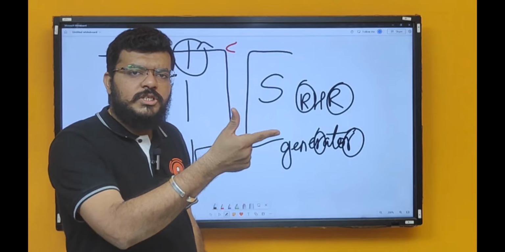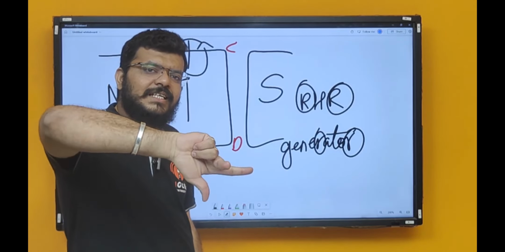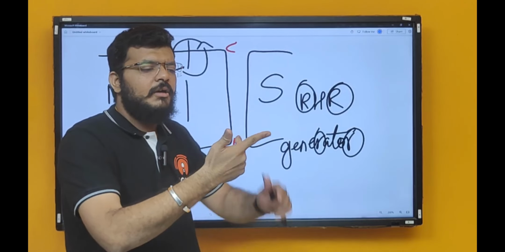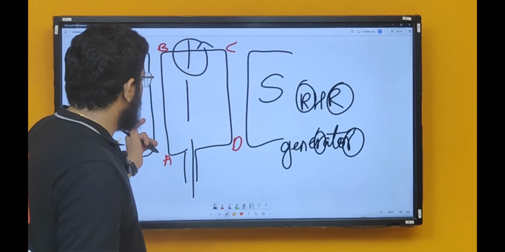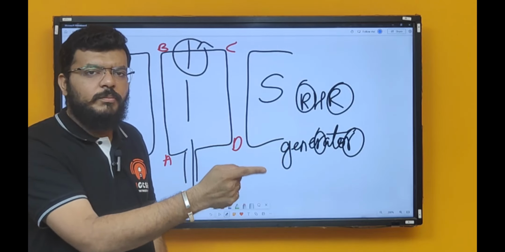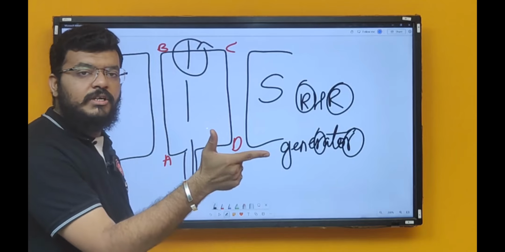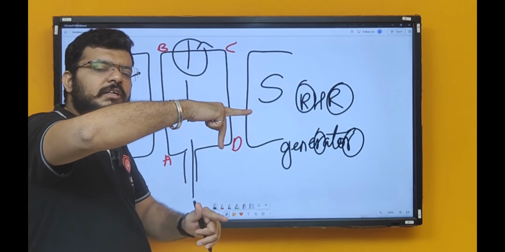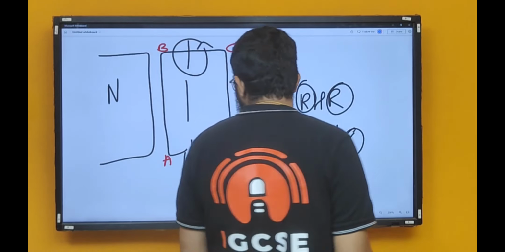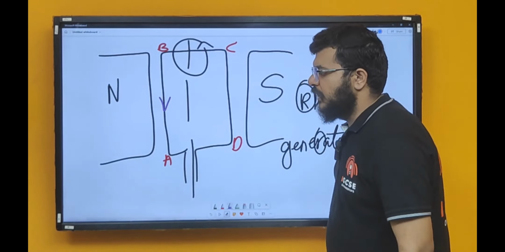Magnetic field, motion and current are mutually perpendicular. You can change the direction like this or like this, but their mutual direction cannot be changed. So north to south is the direction of the magnetic field, and this is the motion, right? This is going downward, so this is the direction of motion, and therefore the current is from B to A.